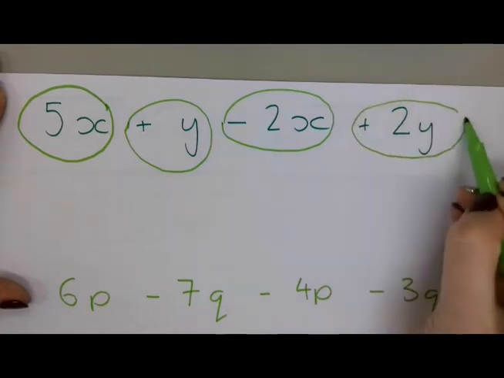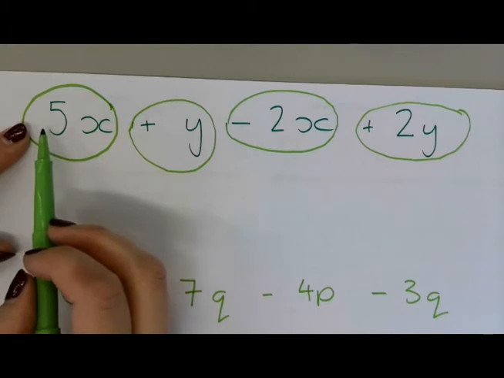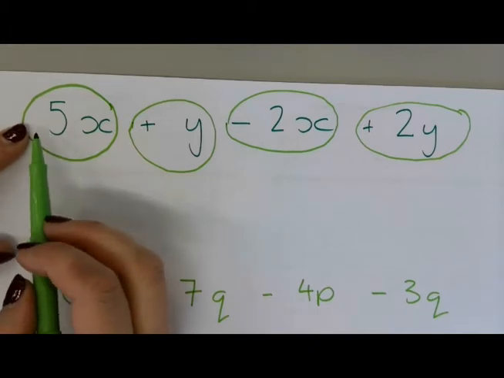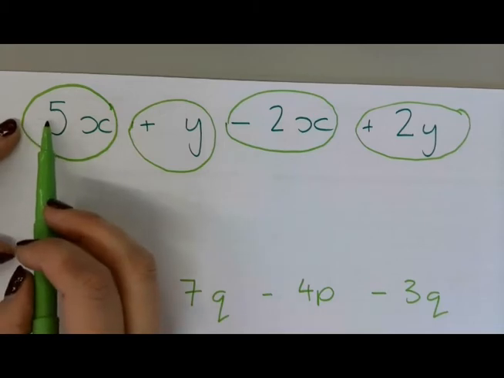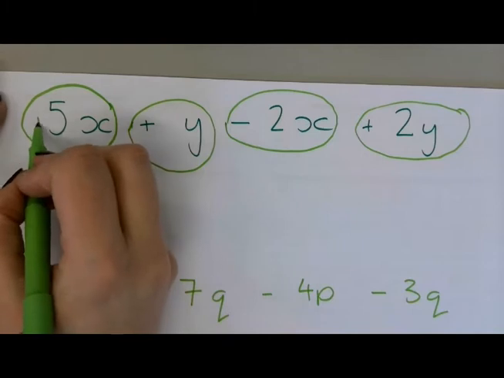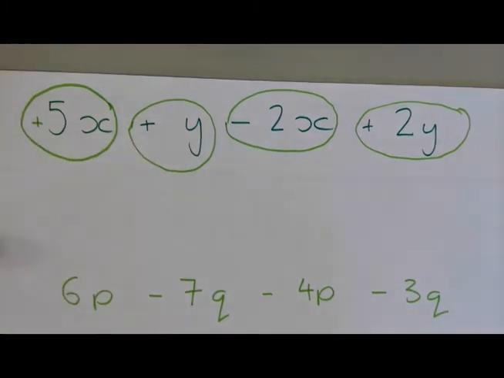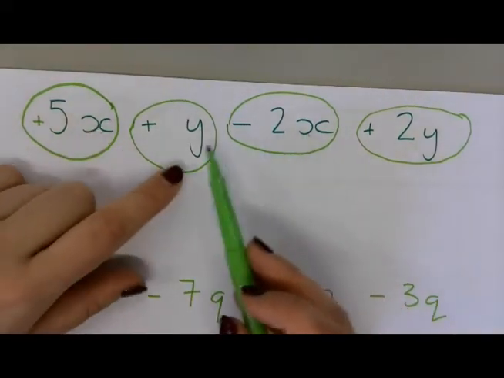Got a plus 2y. Okay, there's no sign here, and the lack of the sign tells us it's positive, because it's 5x. If we put a negative sign, it would be negative 5x, but because it's our leading term, we don't have the sign. If it helps you at this point, you can pop a plus sign in there. That's okay. So now we're going to connect our like terms. So we've got the x's are like terms, and the y's are like terms.